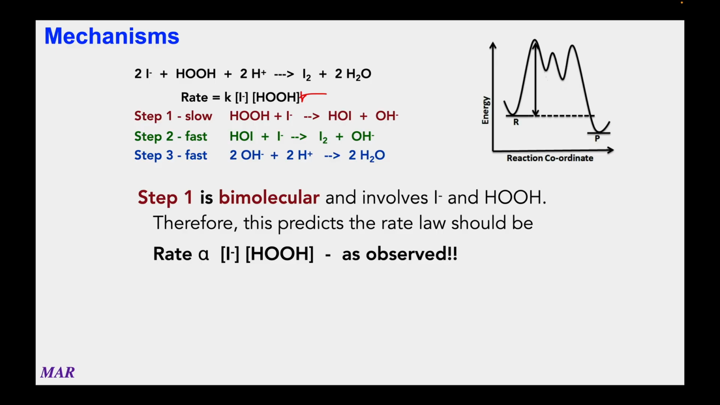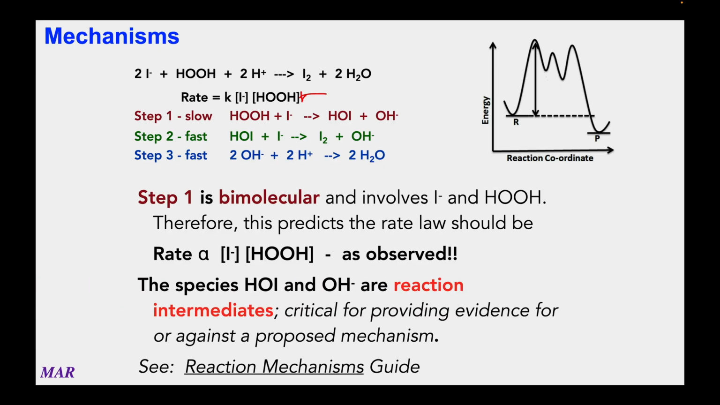All right, that little symbol is alpha, meaning proportional to, so the speed is proportional to the iodide and H2O2 to the first power, and that's what we see in the rate law, so that's legit. HOI and OH minus are called reaction intermediates. And intermediates are things that appear and then disappear.